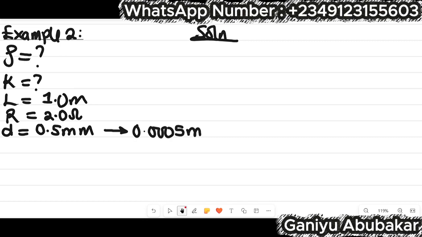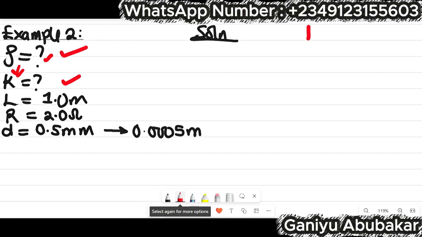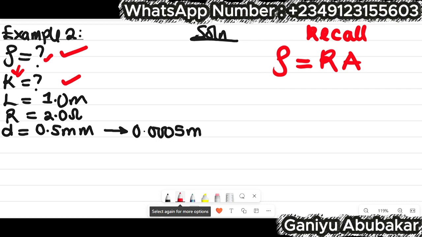Now my task is this. I'm asked to find resistivity and conductivity. If I know resistivity, I can easily get the conductivity, because it is the inverse. But recall something, please. Recall that we said resistivity rho is equal to RA all over L. Check your parameters.